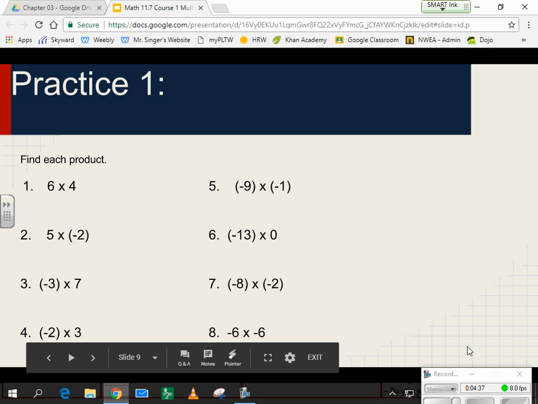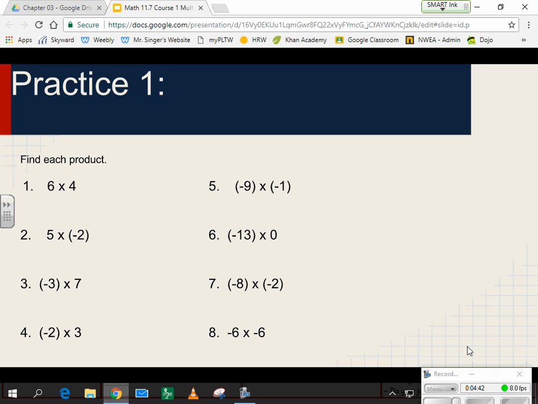All right, here's some problems I want you to do on your own. There's 8 of them. Come back when you've gotten the answer. Remember, same signs are positive, opposite signs are negative. And don't let 0 trick you.